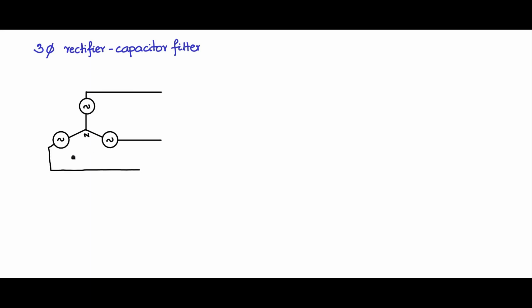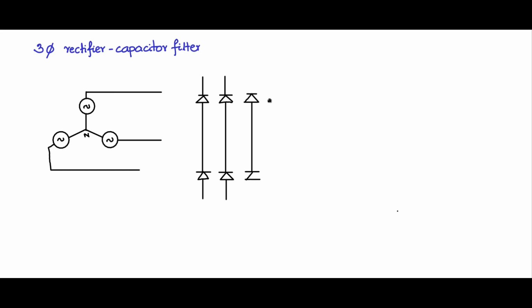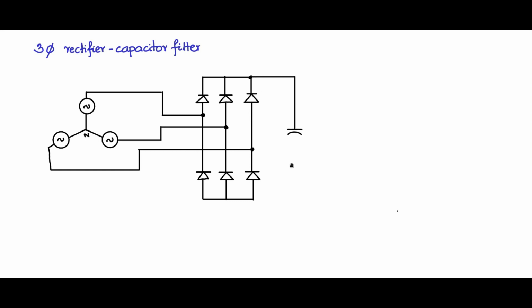They are star connected in this fashion, the neutral. And these three line voltages, you bring it out and let us connect it to the diode bridge. Now you have a three-phase diode bridge, one for each phase, and connect the phases in this manner. Then the output of the diode rectifier, you connect the capacitor and then the load resistor.